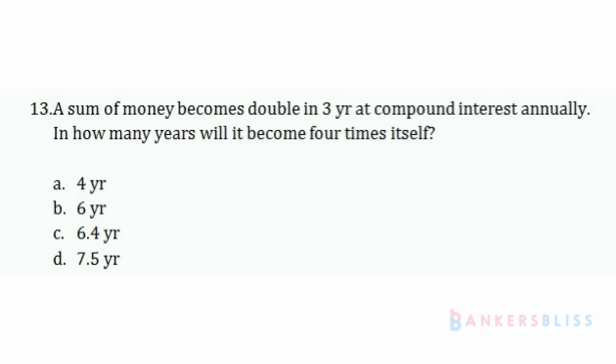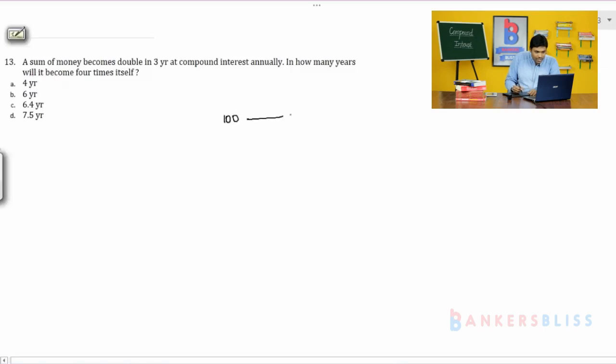Problem number 13. A sum of money becomes double in 3 years at compound interest annually. In how many years is it going to become 4 times? Very simple, they are asking only 4 times. So 100 is going to become double, that is 200. Next, again, this 200 is going to become double, that is 400. Again in 3 years. So altogether, 3 years plus 3 years, which is equal to 6 years.